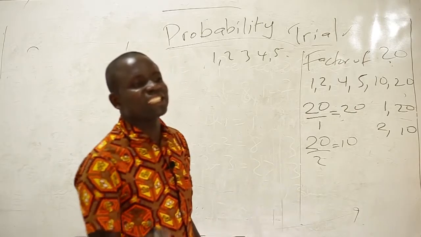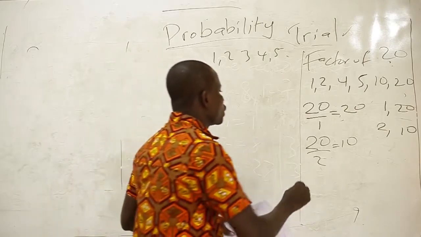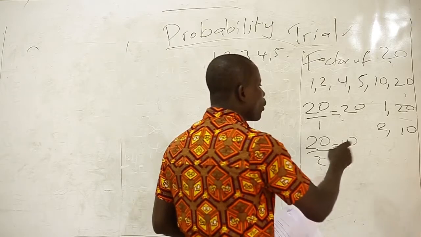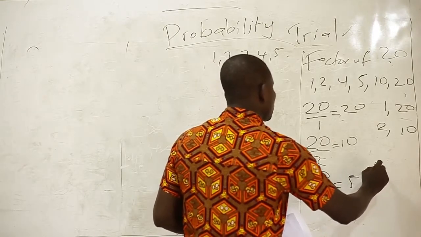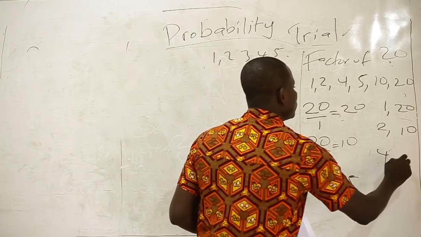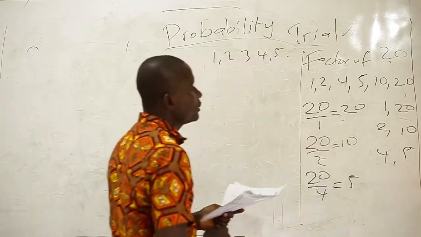The moment you divide and there's a remainder, you have to move on. So 3 will give you a remainder. I don't want to remember. So 20 over 4 will be equal to what? 5. So I have 4 here, 5 there. Exactly.